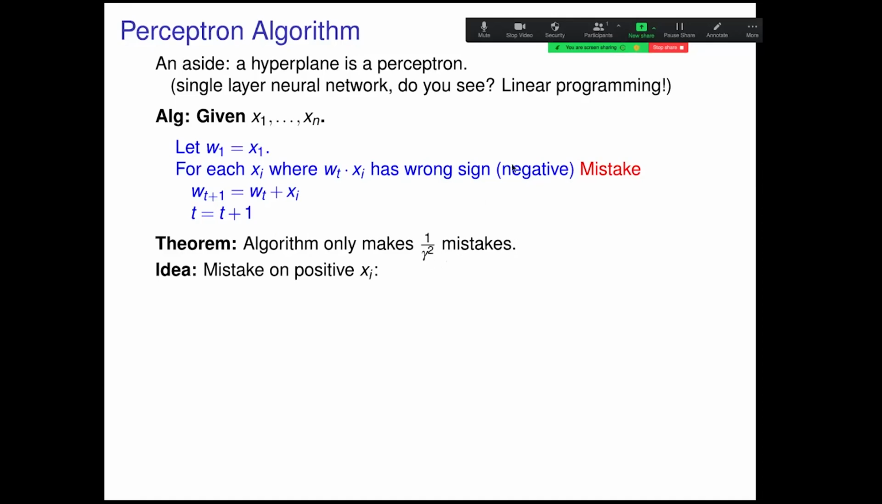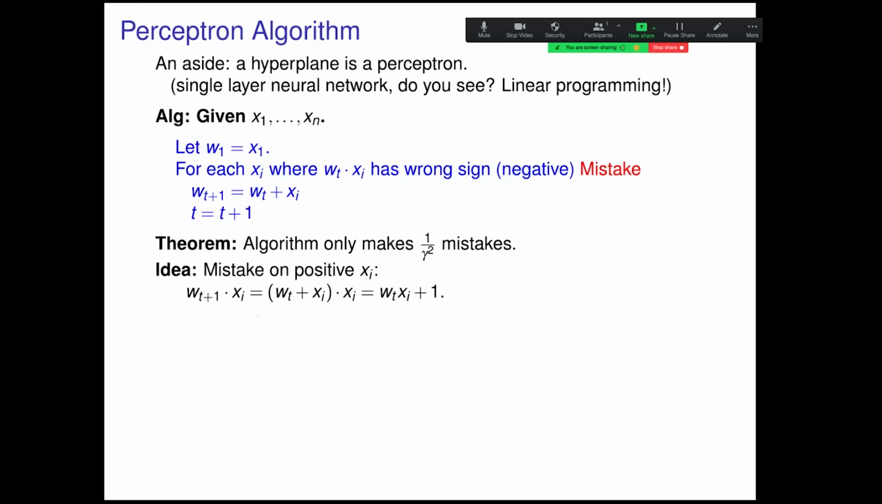Okay, so let's say we make a mistake. That's the only thing we need to analyze. When we don't make a mistake, we do nothing with the hyperplane. So we're counting up the number of mistakes. W_{t+1} dot xi is (W_t plus xi) dot xi, which is W_t dot xi plus 1. This is exactly what I was saying: this new hyperplane now has a higher dot product with xi. That's good. But we don't care only about xi, we care about everything.